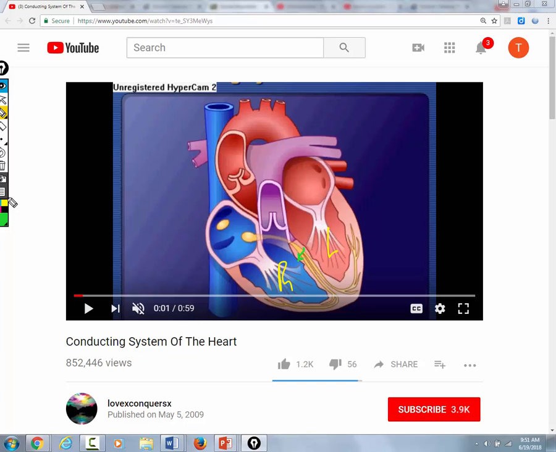It always depolarizes left to right. The intraventricular septum depolarizes left to right. What depolarizes the intraventricular septum? Get this right. The left bundle. Say yeah. Left to right, very important that you get that.